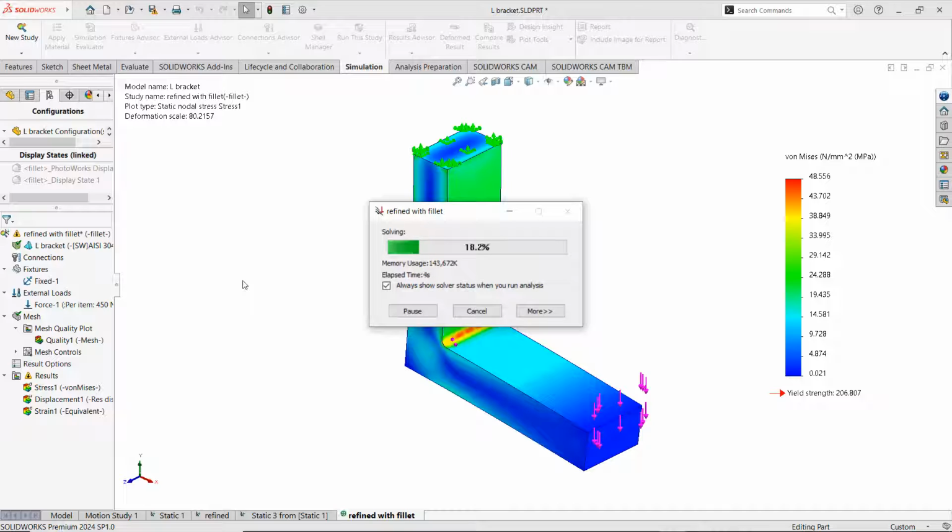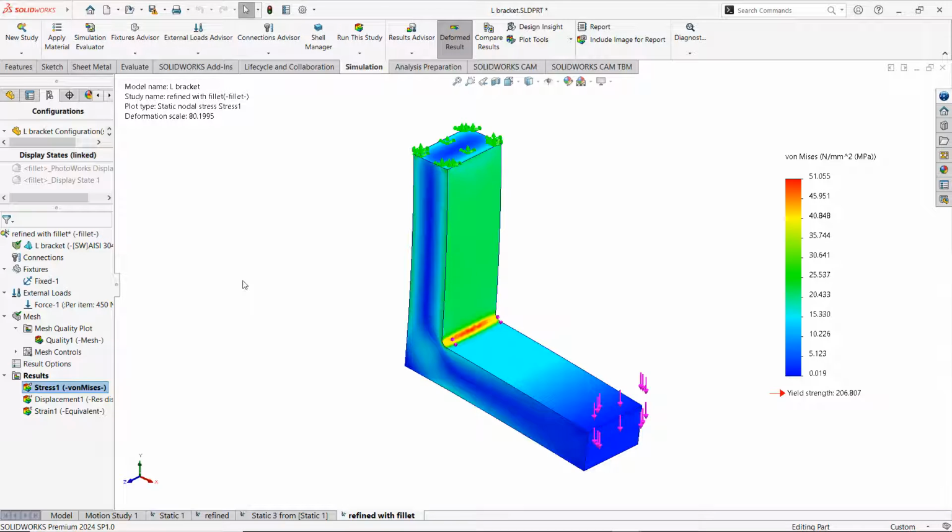We'll let this finish off. And again, remember we've gone 41 to 48. Let's see what we're getting now, 51. So you can see there, as we gradually refine it, we are approaching a finite value for this stress. In other words, it's going to converge at some point.